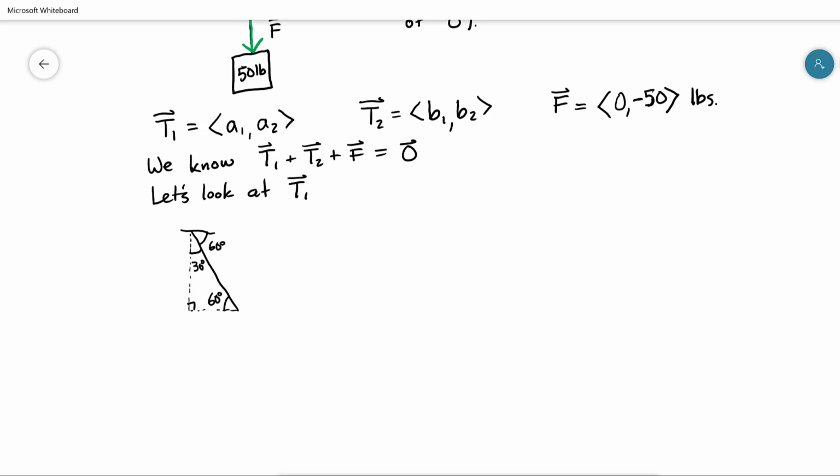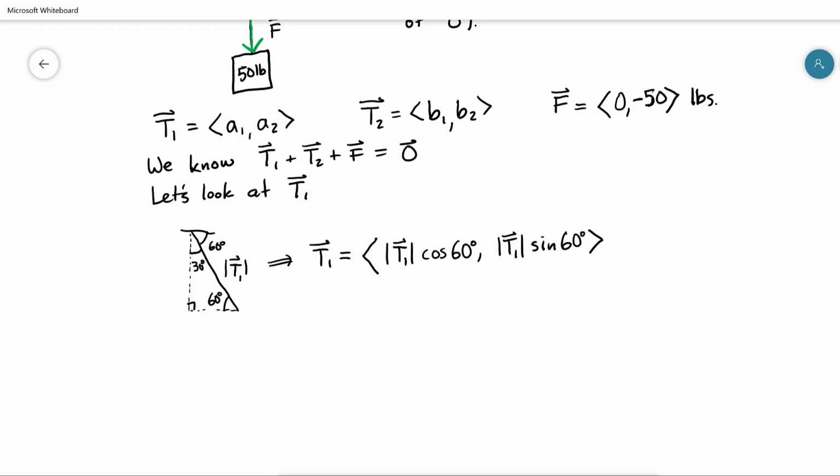And the magnitude is the thing that I don't really know. So it has some magnitude of what we'll just call the magnitude of T1. That's the length of that remaining side. So I can write that our vector T1 is, in terms of those components, whatever its own magnitude is: the magnitude of T1 times the cosine of 60 degrees, comma, the magnitude of T1 times the sine of that same 60 degrees in this case.